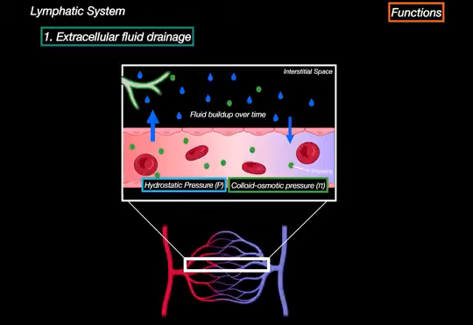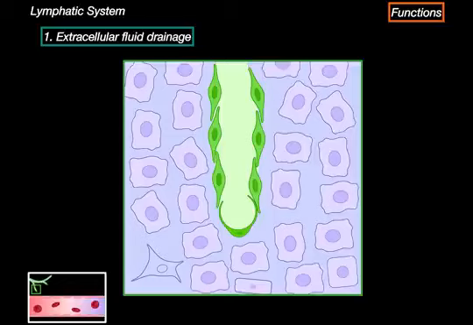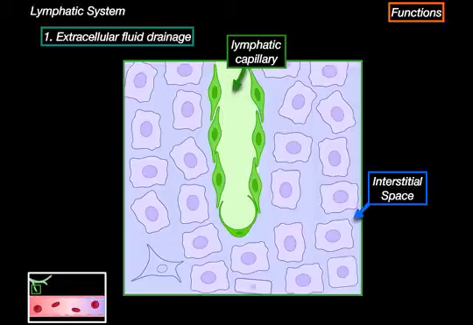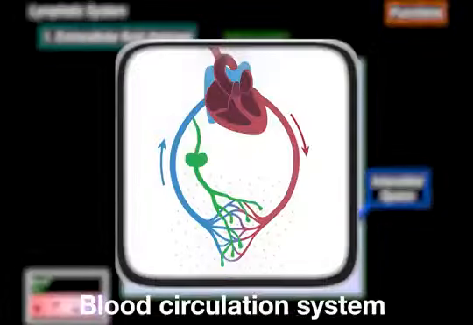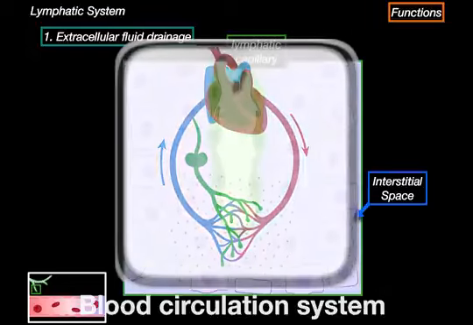It collects that extra fluid from the interstitial space and returns it into the bloodstream to maintain normal fluid balance. Let's zoom into the lymphatic capillary to see how the lymphatic system actually does this. At the very beginning of the lymphatic network, we have the lymphatic capillaries, and all of this surrounding them is the interstitial space. Unlike the blood circulatory system, the lymphatic system is not a closed loop. It's an open-ended system that begins in the tissues.